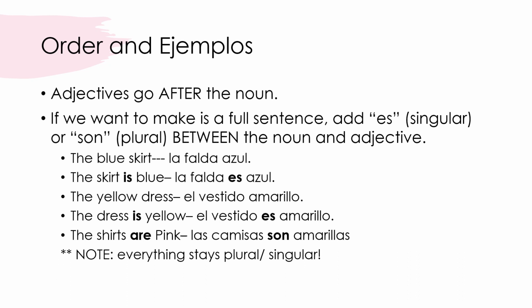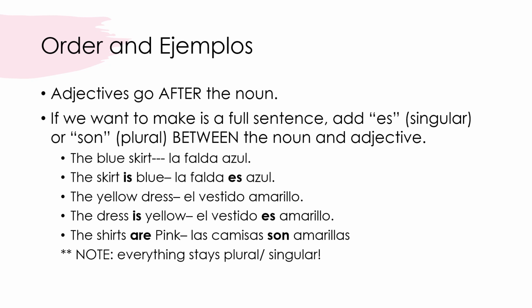So for example, we have the blue skirt. My word for blue goes at the end. And if I want to make it a full sentence, I have es for is and son for are. So singular, plural. And remember, everything matches. So just like we said before, if it's plural, we want everything to be plural. If it's singular, we want everything to be singular. In this case, the blue skirt is singular. I have azul at the end. And then I want to make it a full sentence. The skirt is blue. La falda es azul.